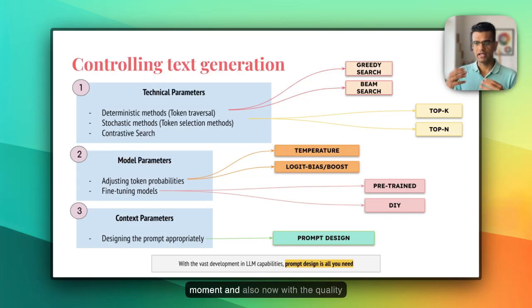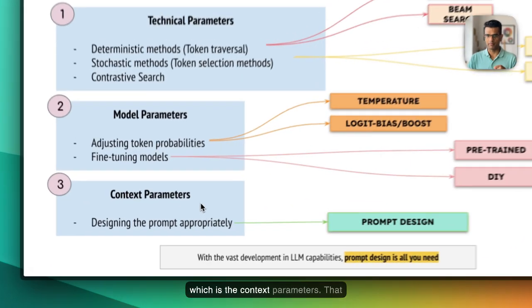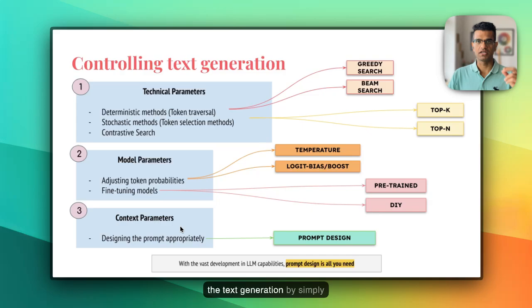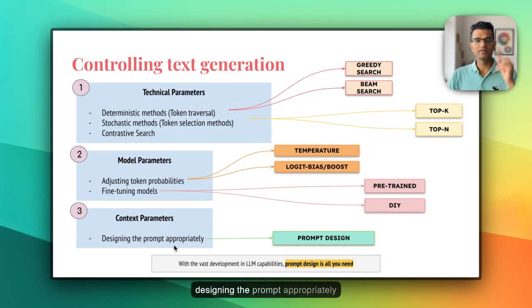At the moment, and also now with the quality of these text generation models, we typically focus only on the third part, which is the context parameters. That means that most of the time we can get what we want, so we can control the text generation by simply designing the prompt appropriately, which is also called prompt design. And that's what we are going to do in our project as well.